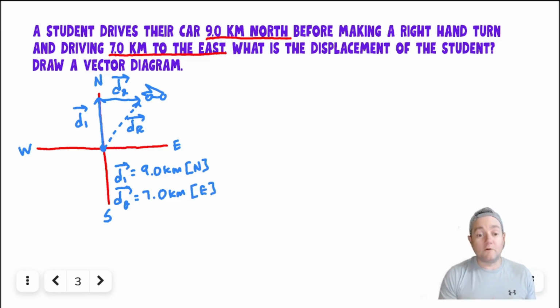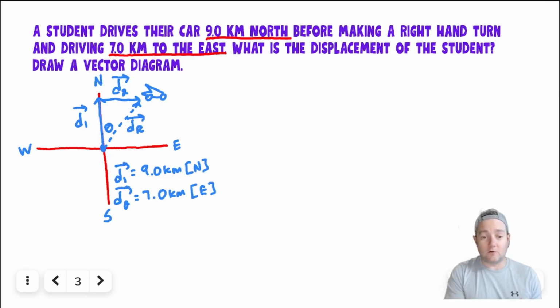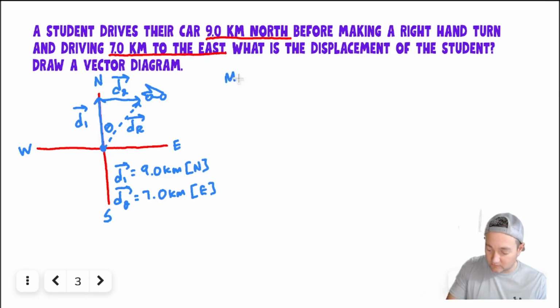So those are our two vectors that we drew in our vector diagram. And now we're going to use trig to be able to get the resultant displacement. So we've got to go ahead, we'll put our theta in here, just like that. And now we're going to go ahead and find the two things that we need for a vector, which is the magnitude and direction. So let's go ahead and do the magnitude first. So the magnitude.